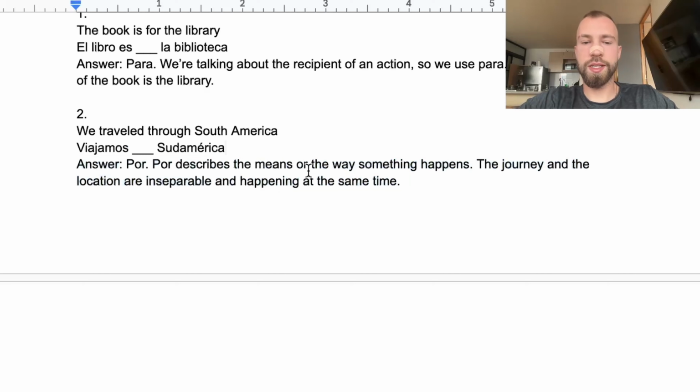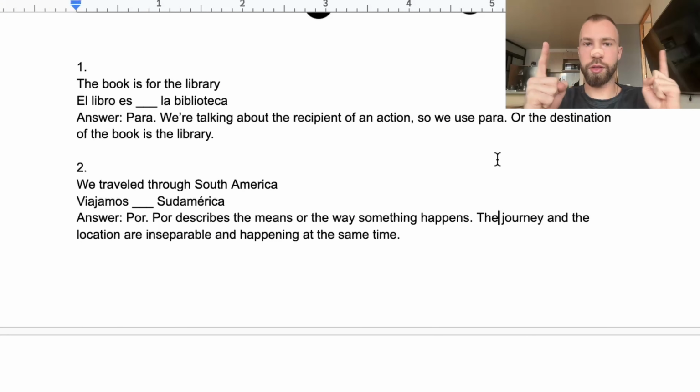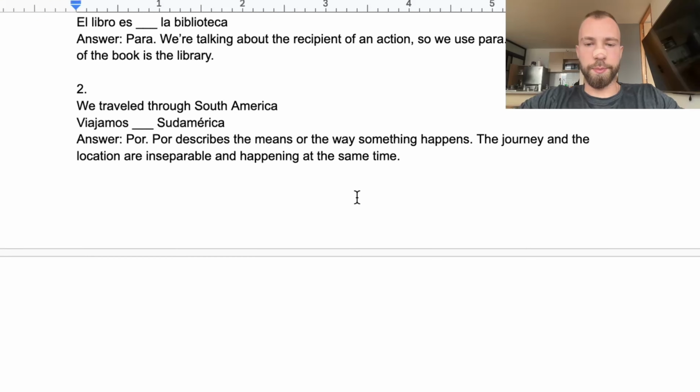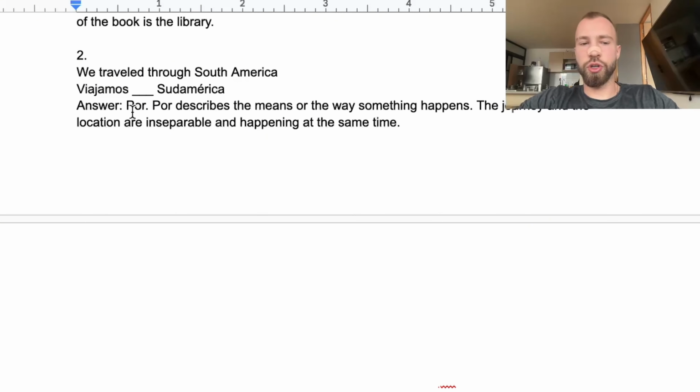Por describes the means or the way something happens. The journey and the location are inseparable and happening at the same time. So remember, por, the two things are happening at the same time. So traveling through South America. It's not traveling to South America. You're not eventually going to get to South America. It's happening right now at the same time. That's why it says the journey and the location are inseparable and happening at the same time.